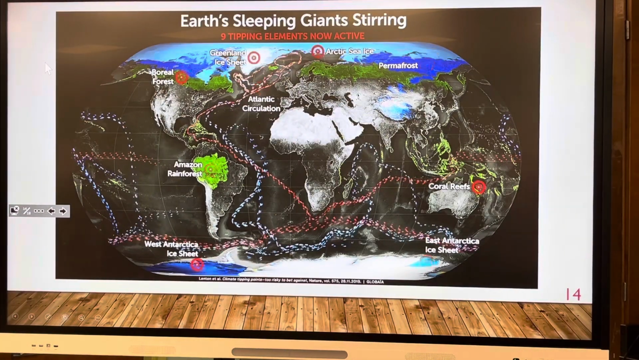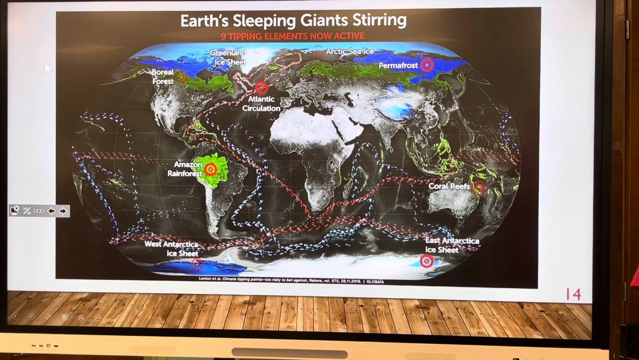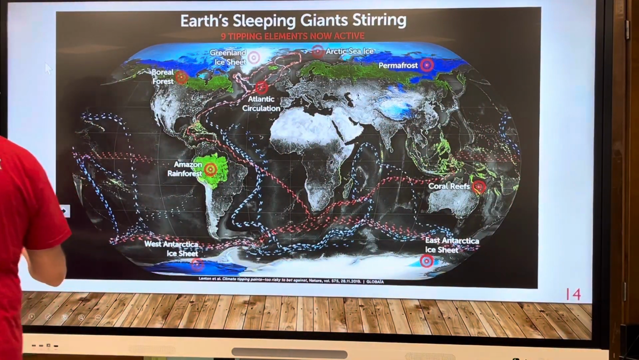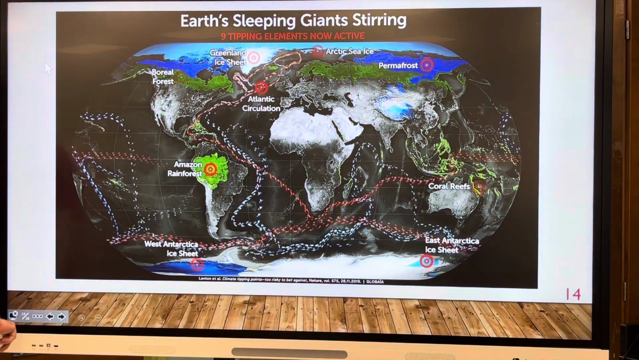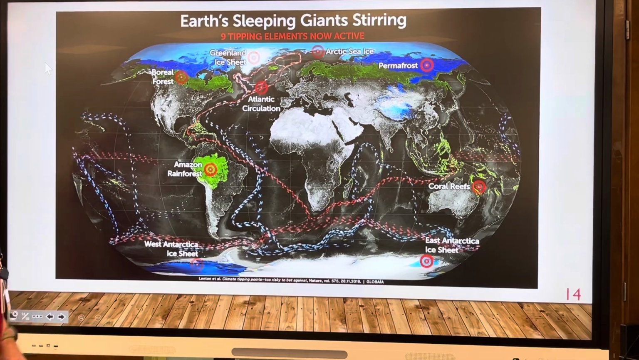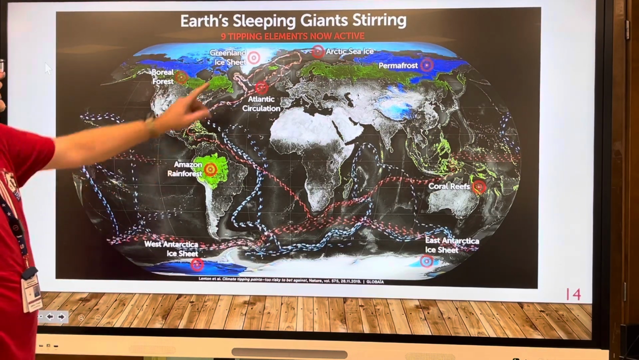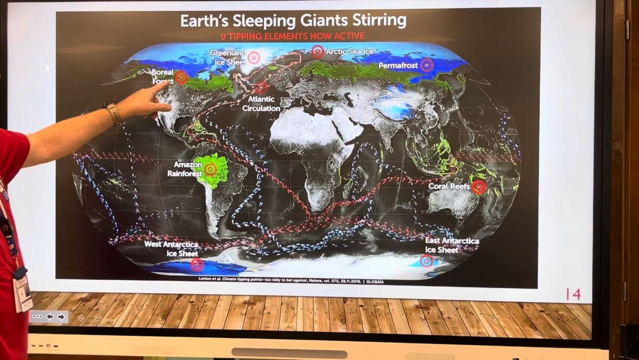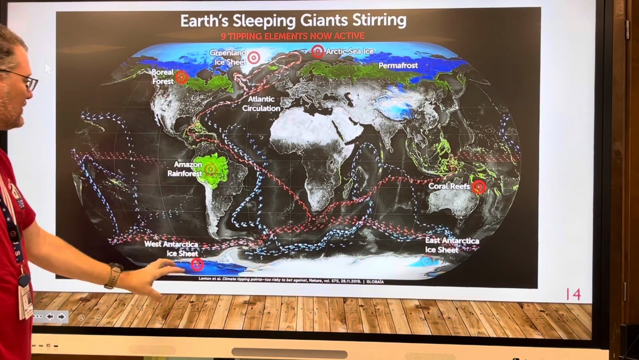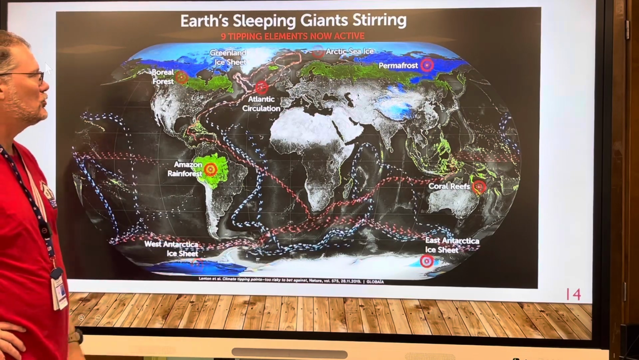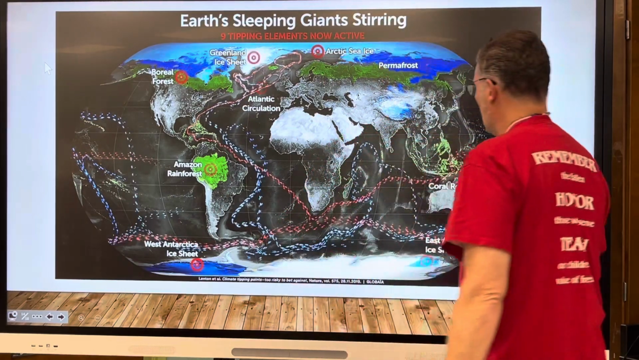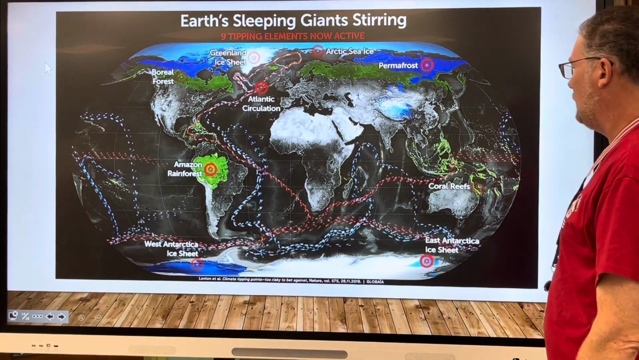So, Earth's sleeping giants stirring. There are 9 tipping elements that are now active, at least that were when I made this PowerPoint presentation last year. Greenland ice sheet melting, boreal forest decreasing in size, Amazon forest decreasing in size, West Antarctica ice sheet shrinking, Arctic sea ice, permafrost all shrinking, coral reefs dying out, and more ice sheets.